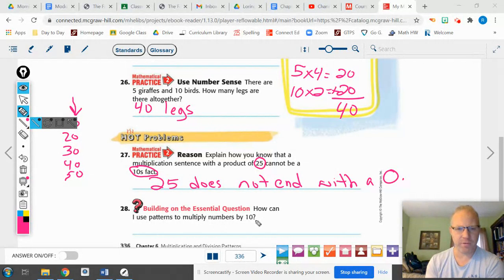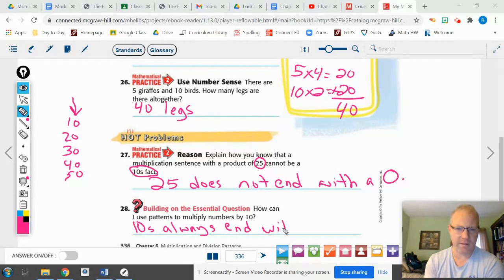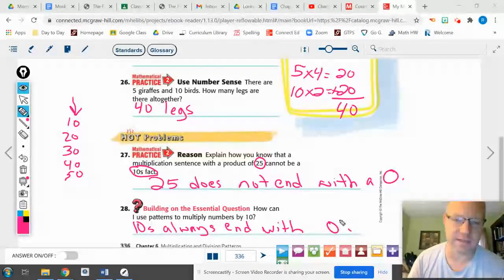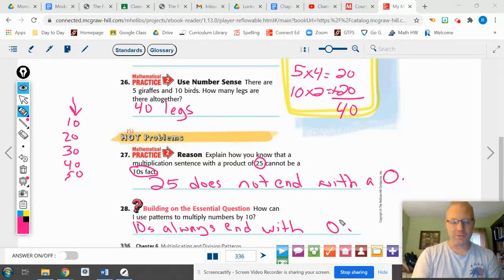How can I use patterns to multiply numbers by 10? Tens always end with 0. So the pattern of tens is it always ends in a 0. The factor that you're multiplying by always goes in the tens place. So 2 times 10, the 2 goes to the tens place. So you have two ways: 10 always ends with 0, or the factor always goes in the tens place once you multiply.